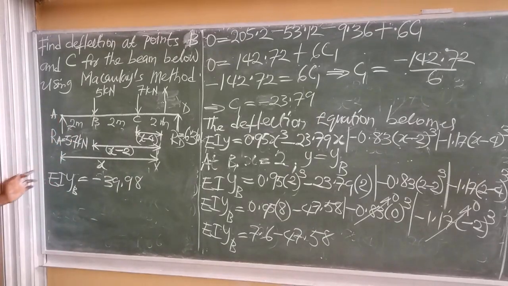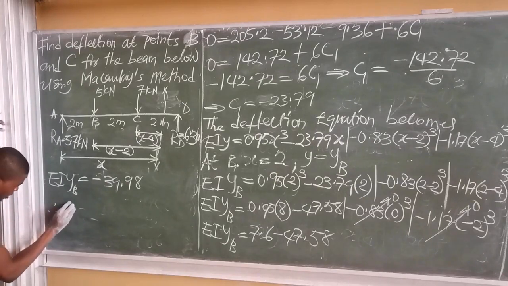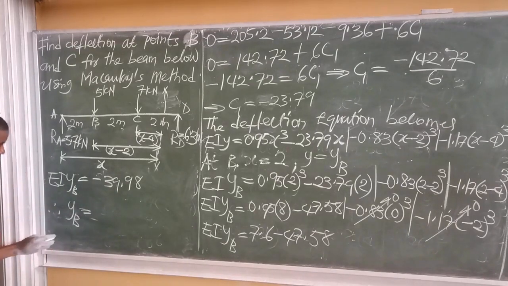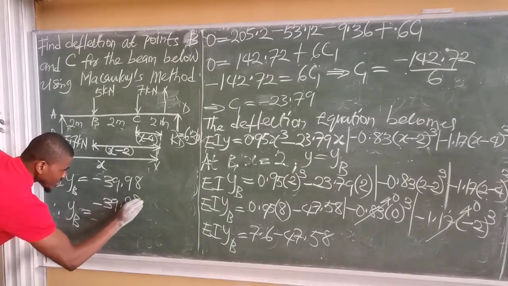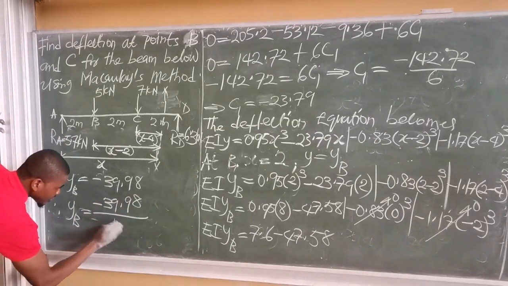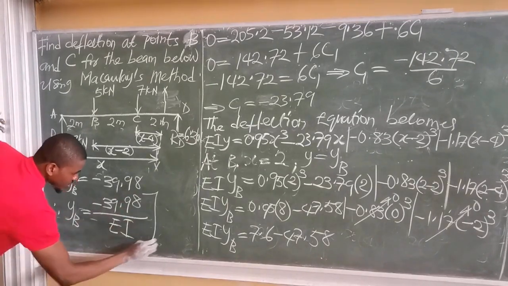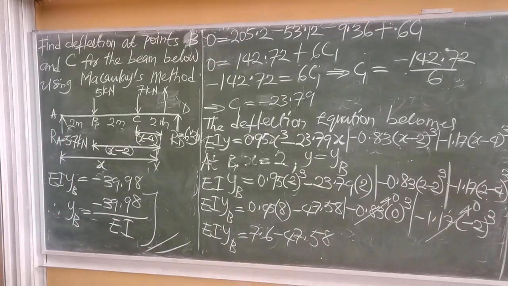So the question says find the deflection at point B, which is simply YB. Therefore, it means we have to divide both sides by flexural rigidity, which is EI. Therefore, deflection at B, which is YB, is simply equal to minus 39.98 all over EI. So this gives you the value to that deflection.